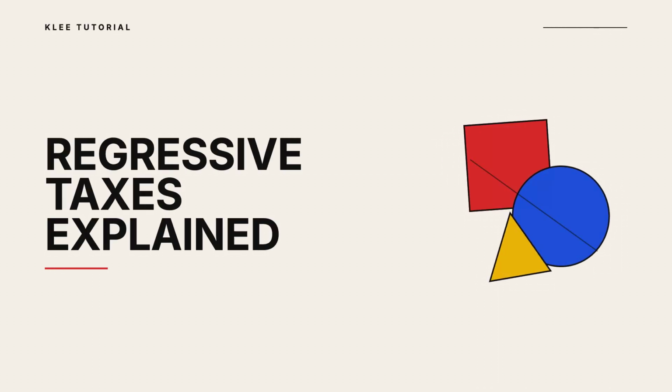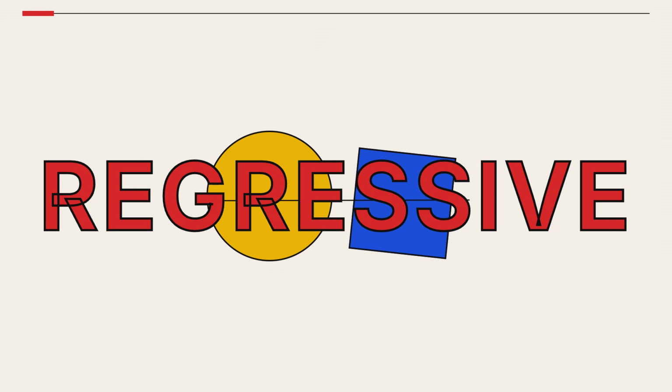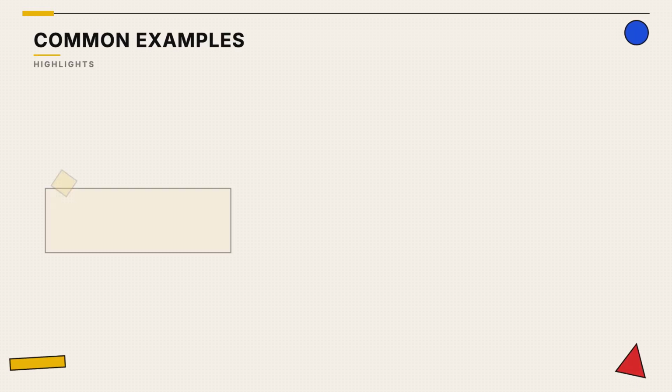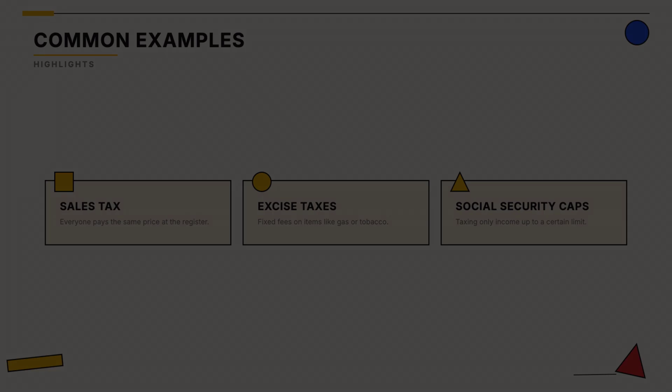A regressive tax is a system that creates a unique burden on taxpayers regardless of their income level. The term regressive refers to how the tax rate moves in relation to a person's total income. In a regressive system, the lower your income is, the larger the percentage of your earnings you pay toward the tax. Common examples include sales taxes on basic goods or specific excise taxes, which impact smaller budgets more heavily.